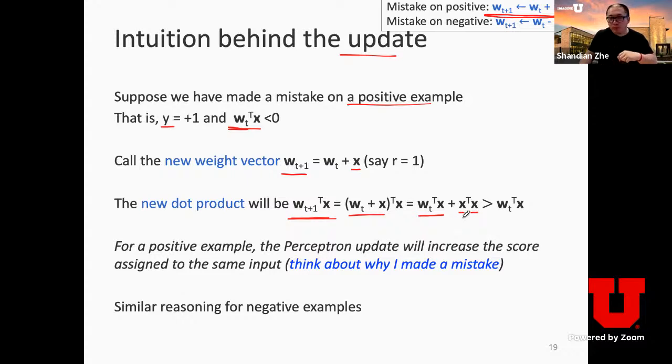And we know that the inner product between any vector and itself is non-negative. So that means we're actually increasing the classification function value after performing the update. So WT plus 1 transpose X is bigger than WT transpose X. That's our key observation. So now I want to ask, is this improvement, or this increase, reasonable?